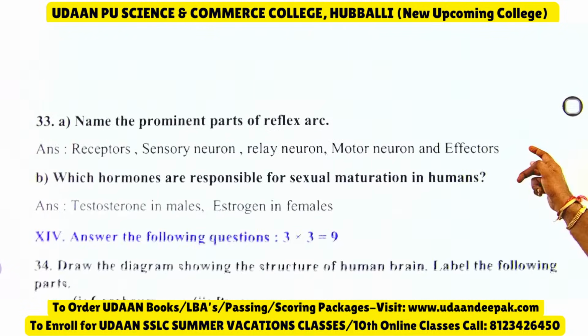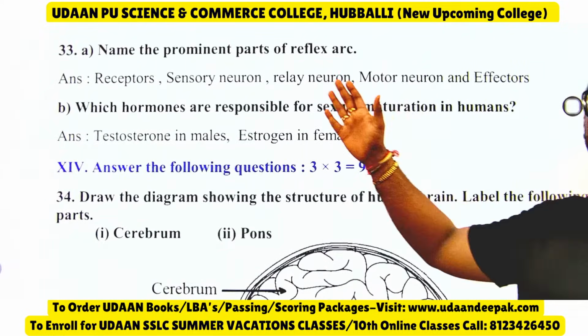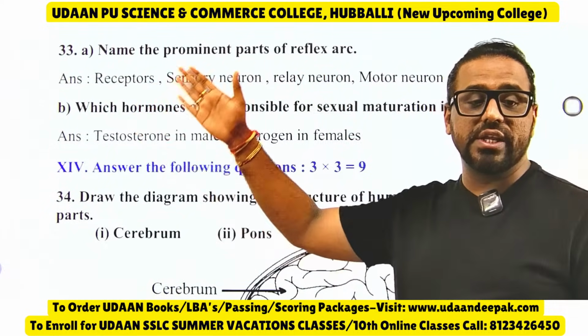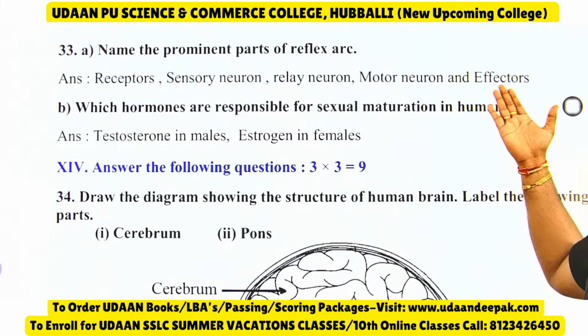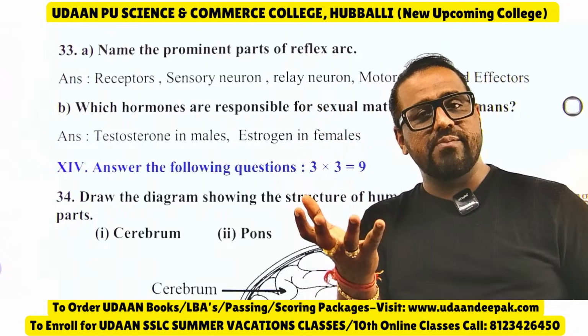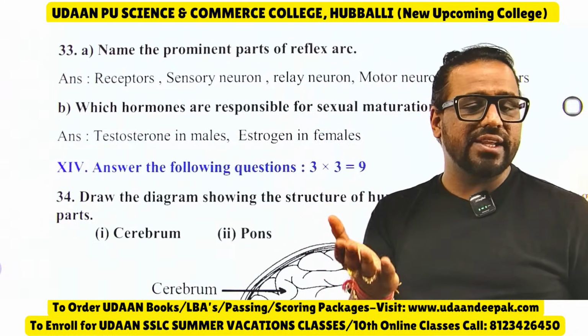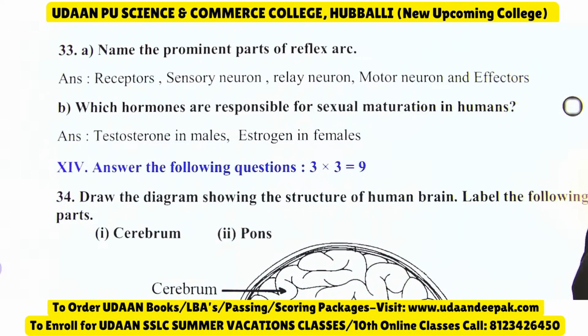Now I'll move to the next question. Name the prominent parts of the reflex arc. The main parts of the reflex arc are receptors, sensory neuron, relay neuron, motor neuron, and effector. If you just remember the diagram of the cross section of the reflex arc, then you will be able to answer this question thoroughly.